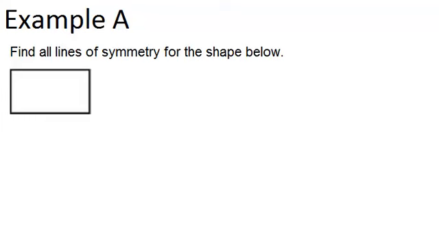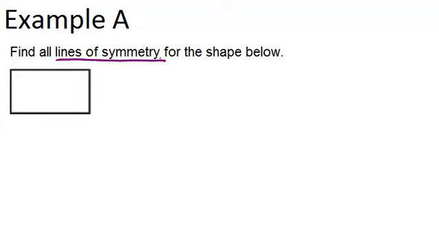In this video, we will look at a few examples to practice working with reflection symmetry. In example A, it says to find all lines of symmetry for the shape below. Remember that if a shape has a line of symmetry, that means it must have reflection symmetry.